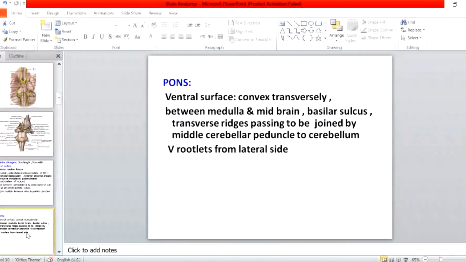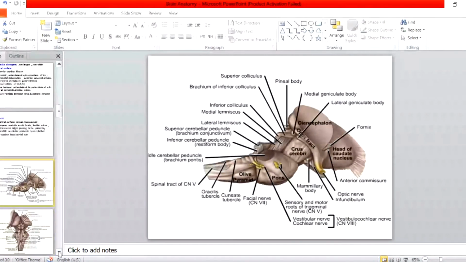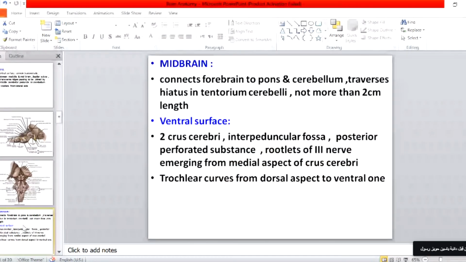Between medulla and midbrain, transverse ridges pass to be joined by the middle cerebellar peduncle to the cerebellum. Fifth cranial nerve rootlets arise from its lateral side. Then the midbrain connects the forebrain to the pons and cerebellum, and traverses the hiatus of the tentorium cerebelli, that is the portion of dura mater. It is not more than 2 centimeters in length.